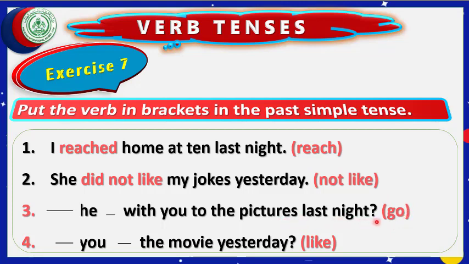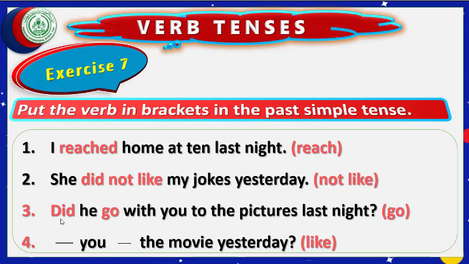Now we can see at the end there is a question mark. This sentence, which should be in past tense, is changed into question. And you know very well, when we change a sentence into question and it is in past tense, we use did. After using did, the second form of the verb is changed into first form. Therefore, the solution of part number 3 will be, did he go? Did he go with you to the pictures last night?